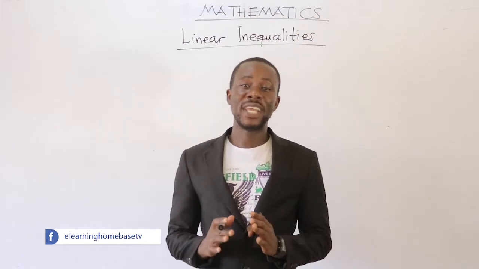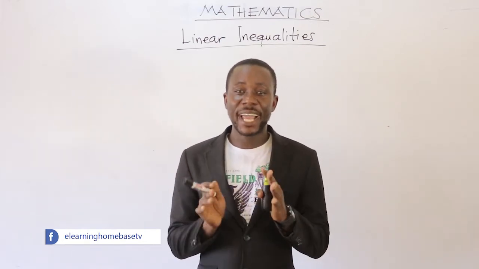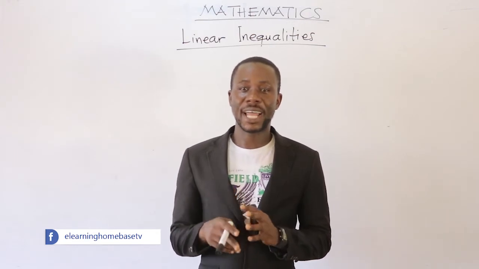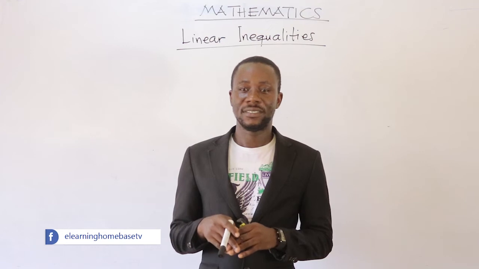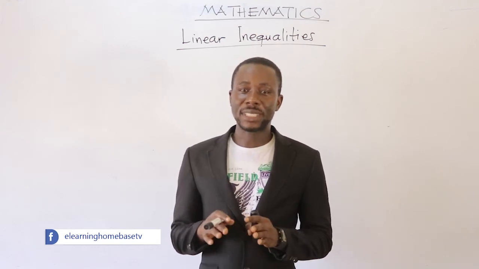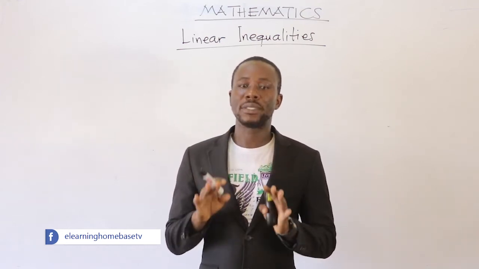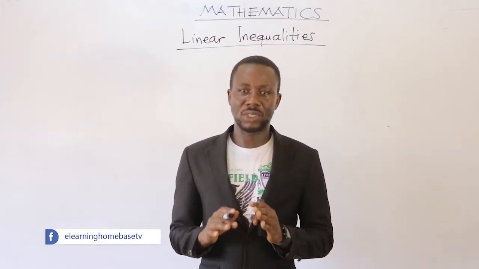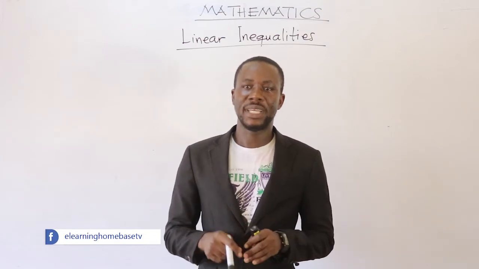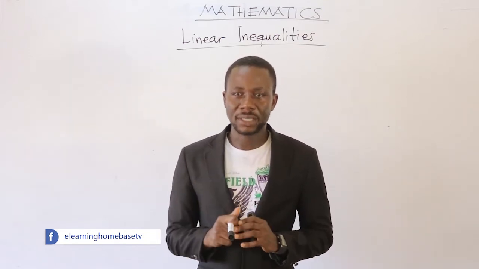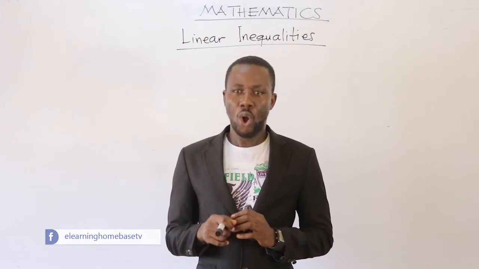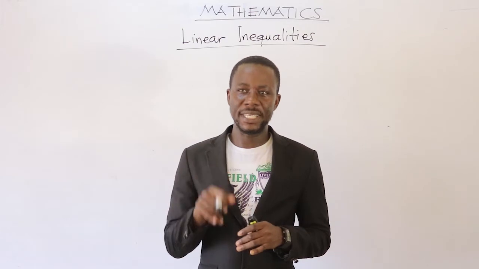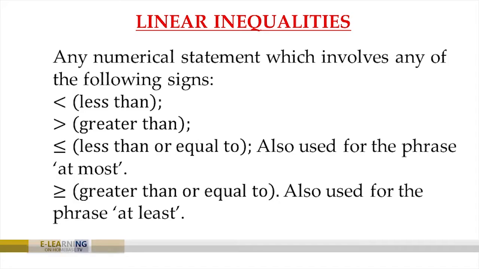The clear distinction between linear equations and linear inequalities is the signs: the less than and the greater than signs. Linear equations deal with the equal to sign. And the equations that deal with the less than, the greater than, the less than or equal to, or the greater than or equal to signs, they are what we call linear inequalities.